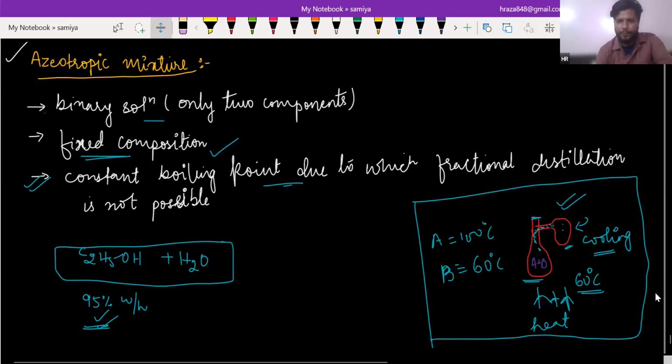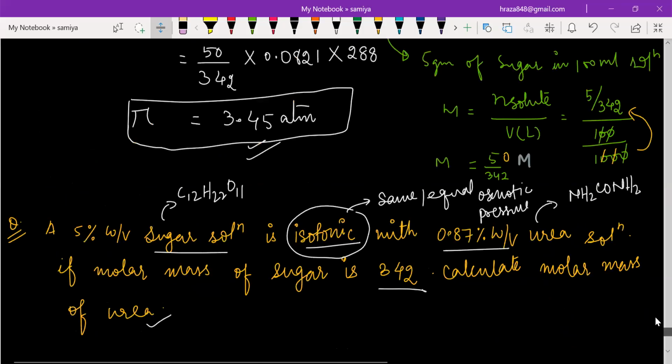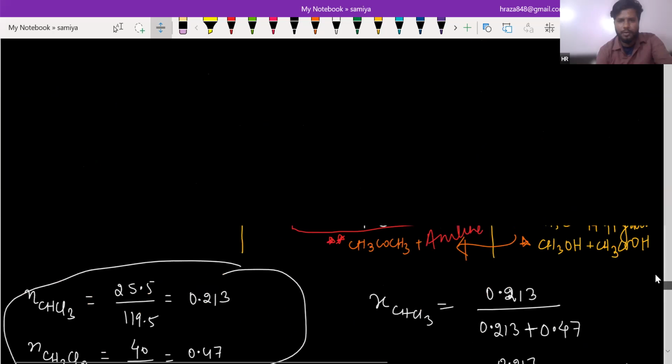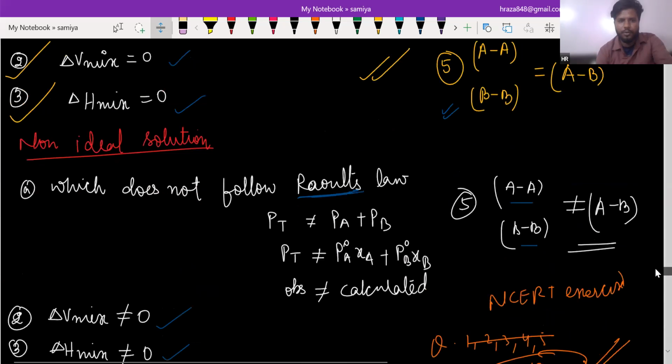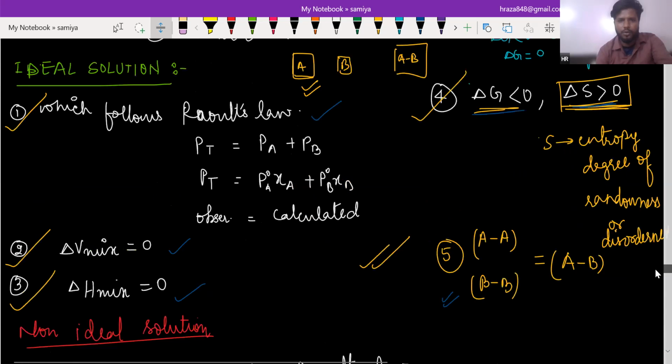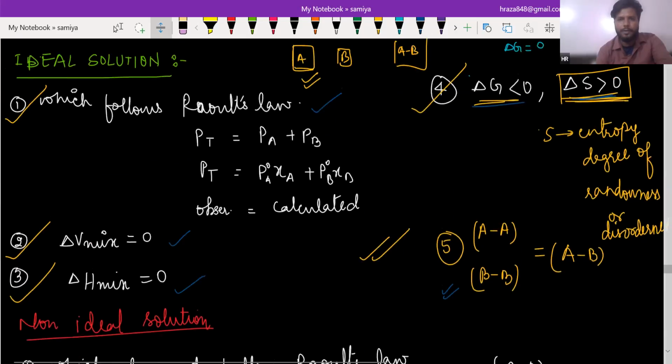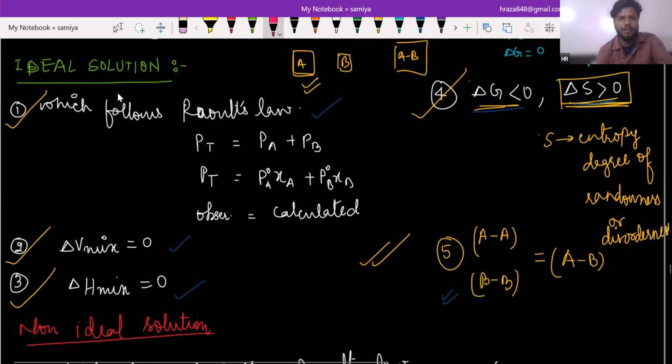Done, sir. Very good. So I'm going to explain non-ideal solution. And for non-ideal solution, you need to see ideal solution also. See, an ideal solution is one which follows Raoult's law. That means observed total pressure is equal to calculated total pressure. Delta V mix is equal to 0. Delta H mix is equal to 0. And also delta G less than 0, delta S greater than 0.